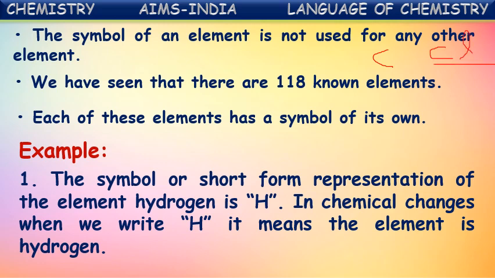So whatever the 118 elements we have, those 118 elements have particular symbols which do not overlap with each other. Each of these elements has a symbol of its own. Every element has its own symbol. For example, the symbol or short form representation of the element hydrogen is H. In chemical changes, when we write capital H, it means the element is hydrogen.